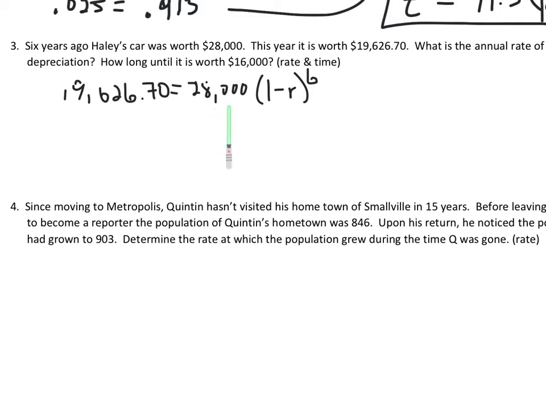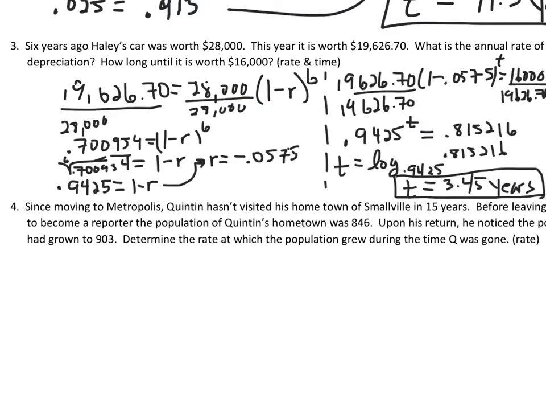And then we have the 1 minus the r, which is part of our formula, to the 6th power, because that was 6 years. So we're going to solve for r. And we're going to do this the same way we did problem number 1. Okay, so the first thing we had to do was solve for r. So we plugged in our equation, and then, of course, we divide both sides by 28,000.